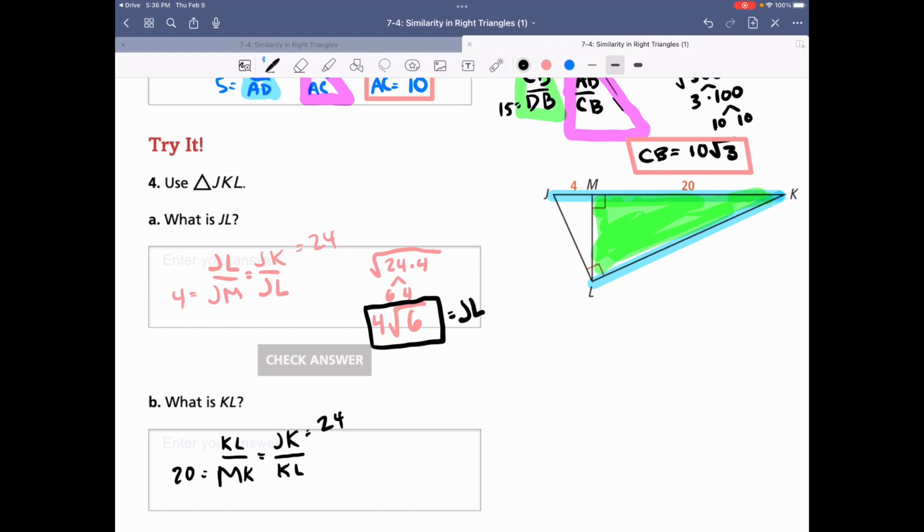So we're going to do 24 times 20, take the square root. 24 is 6 times 4, and 20 is 4 times 5, which means we can take a 4 out, leaving 6 times 5 inside. Those don't really have any factors in common. Like I could factor 6 to be 2 and 3, but I would just have 2, 3, and 5, no pairs. So this just equals 4 square roots of 30, and that is what KL is equal to.